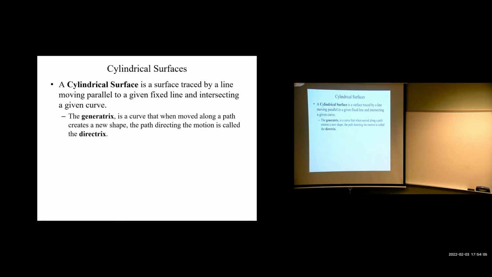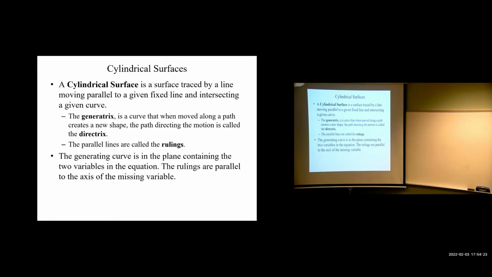That generatrix moves around a directrix. For those of you guys who have seen conics, that term should sound familiar. That's what creates our parabola or circle, all our conic sections. Those 3D lines that make the 3D surface, those are called rulings. So where you're going to see these is in equations that only have two of the three variables. Remember the cylinder was x squared plus y squared equals 1. Z was missing. So it was a circle in 2D. When we added that z-axis, all it did was go in the z direction. That's what these cylindrical surfaces are.